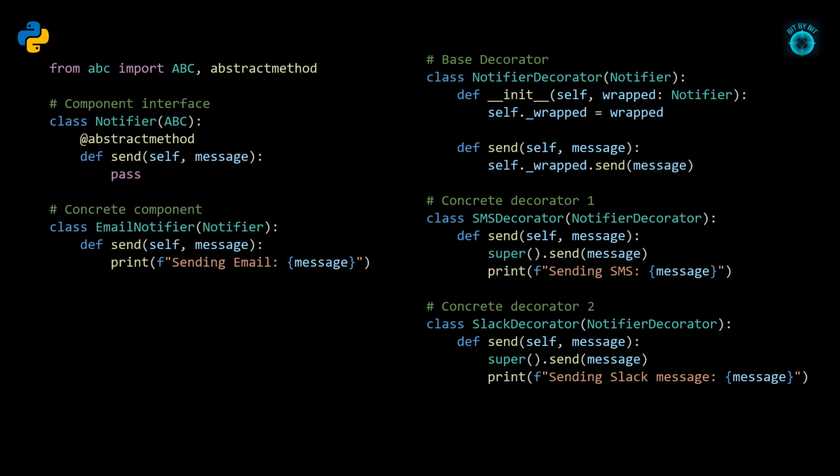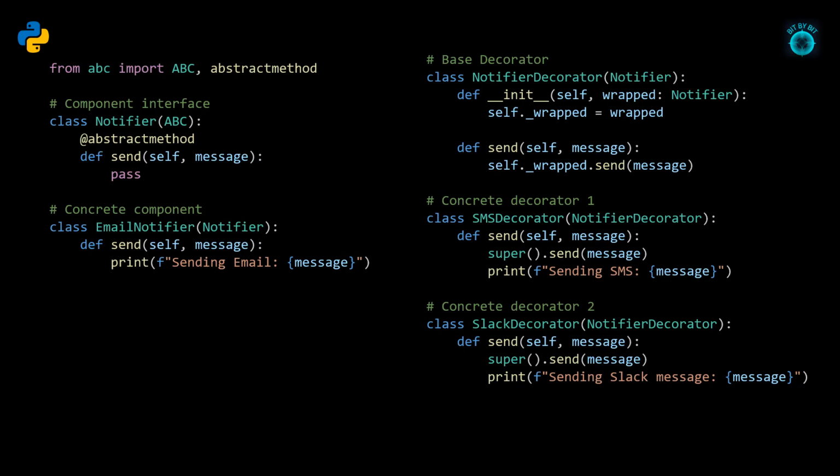First, we define an abstract base class called notifier. It defines the method send, which takes a message string. Then we define a concrete class called email notifier. It implements the send method and prints the message as an email. Now comes the core of the pattern, the decorator class. We create a base decorator called notifier decorator.